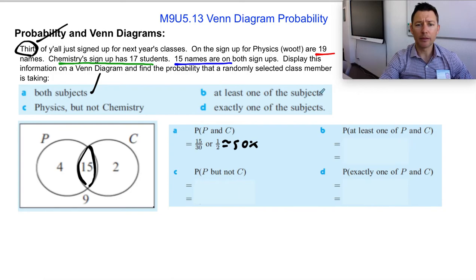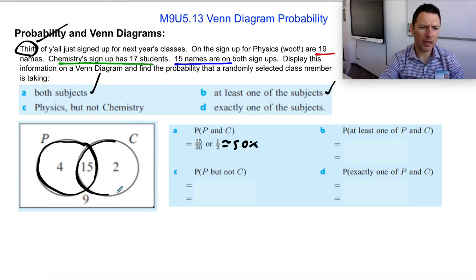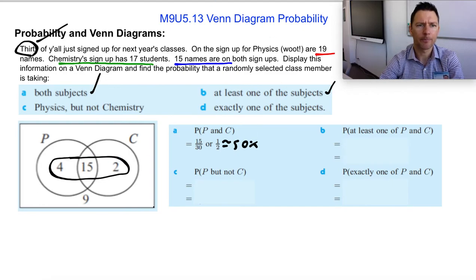Right? B, the probability that at least one of the subjects, you're enrolled in one of the subjects. Well, these are physics, these are chem, and these are both. They don't care if you're overlapping, right? If this is a university, they want to know you're taking physics or chem. If you're taking both, they're not going to be like, oh, this slacker is taking both. No, they're going to be happy about that. So add those up, and at least one of the subjects would be 4 plus 15 plus 2 over 30. So 7 out of 10, once you simplify that, so 70%.